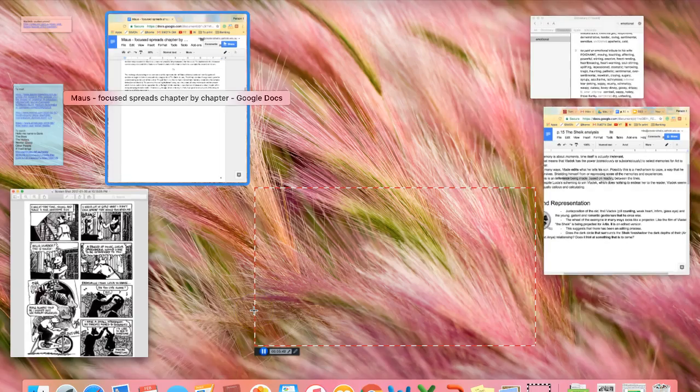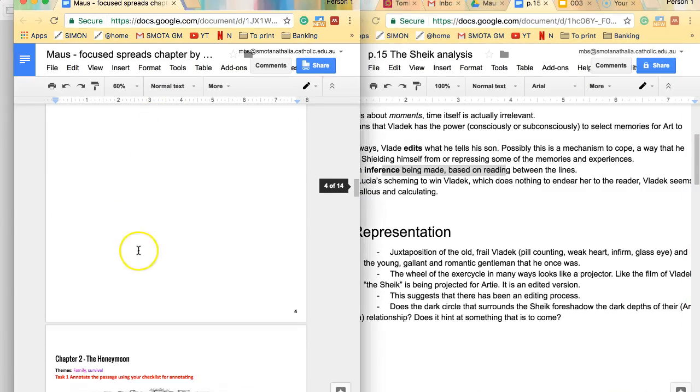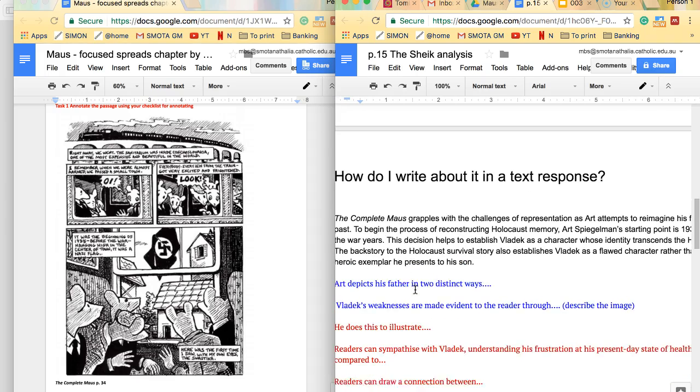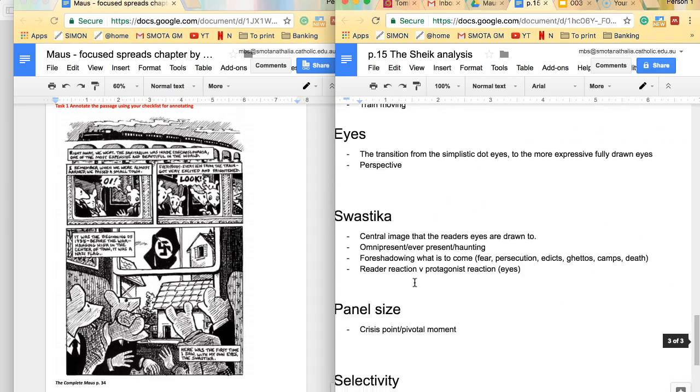The other spread that we looked at was this one, which you were going to do at home. So I've made just a couple of very brief notes on that.